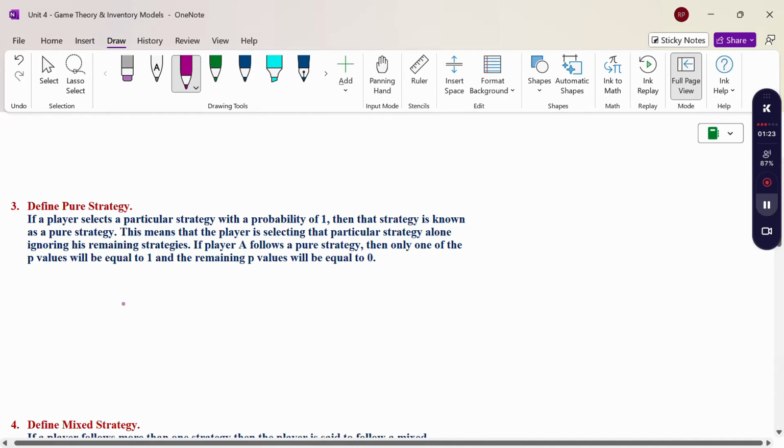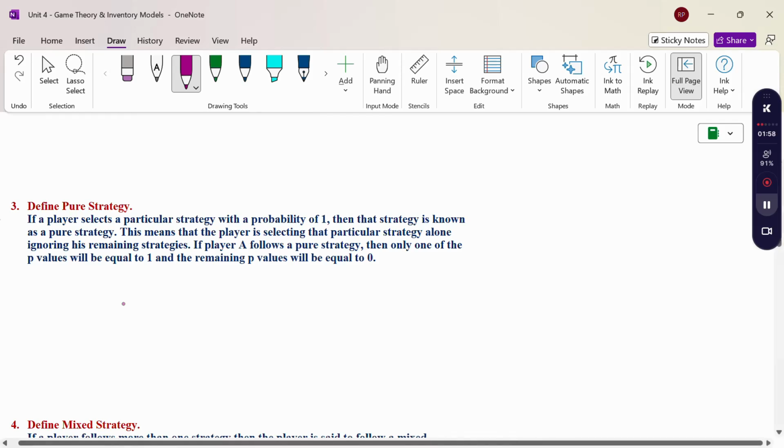Define pure strategy. If a player selects a particular strategy with a probability of 1, then the strategy is known as a pure strategy. This means that the player is selecting that particular strategy alone, ignoring the remaining strategies. If player A follows a pure strategy, then only one of the pi values will be equal to 1, and the remaining pi values will be equal to 0.